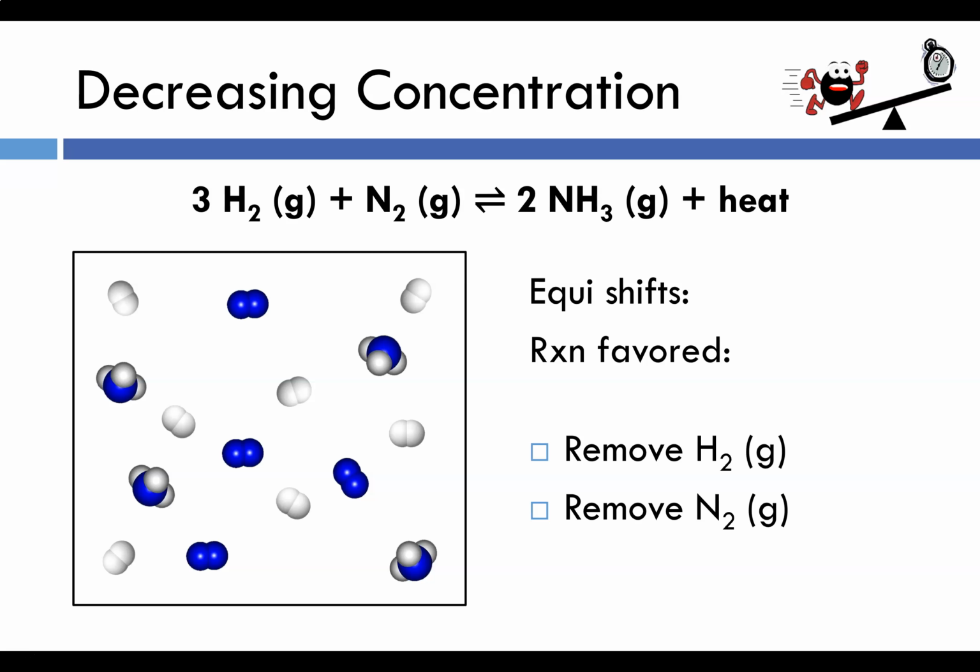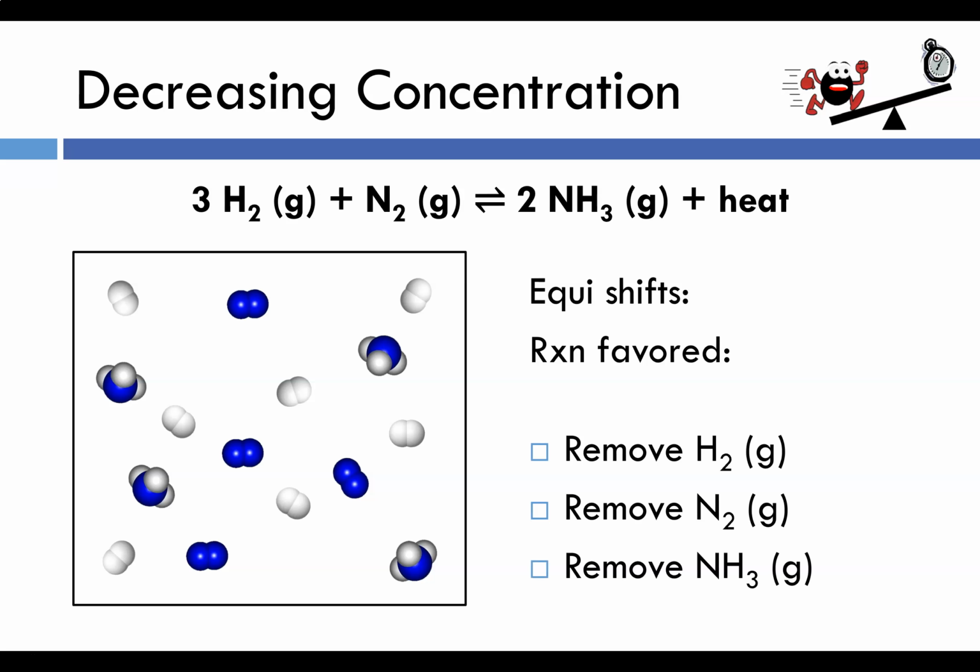If we remove N2, it should be the same net result as when we remove hydrogen. We'll see an increase in those concentrations because ammonia is more likely to hit another ammonia molecule and that decomposition reaction to occur. We'd say equilibrium shifts to the left and the reverse reaction has been favored.